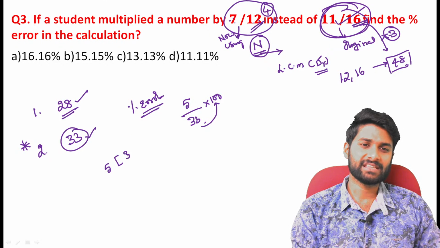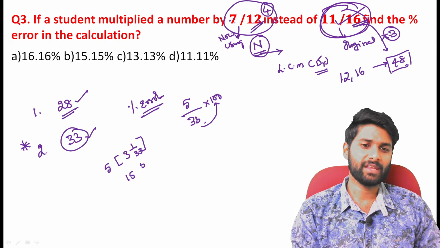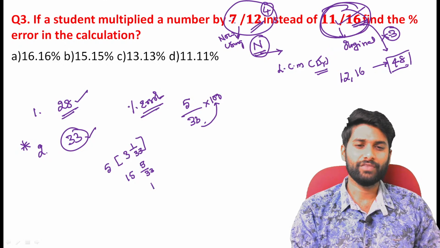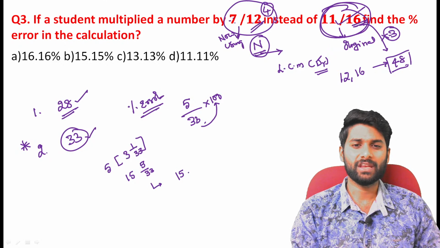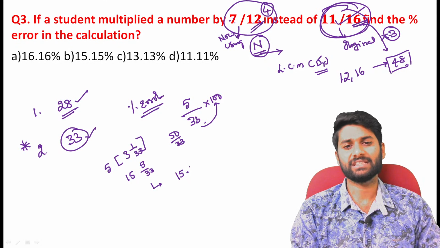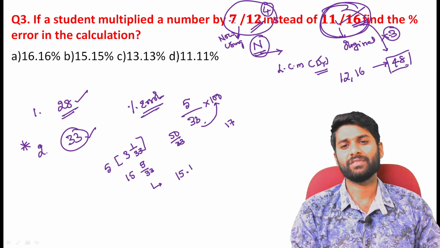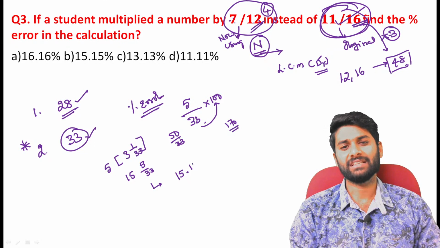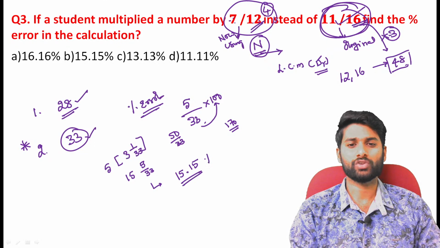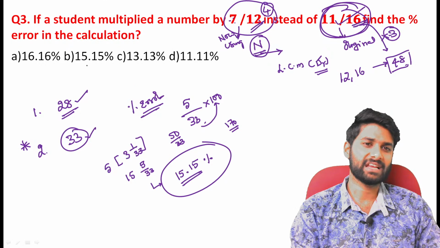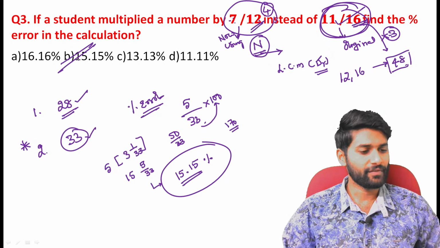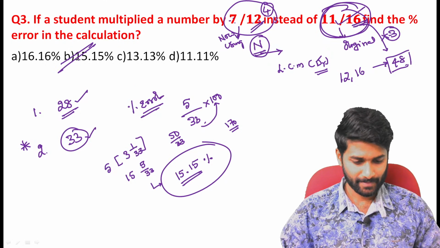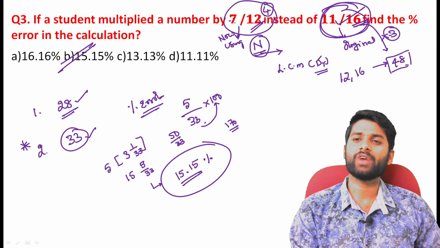So 33 threes are 99. We have a remainder 1 by 33. Now you can multiply, guys. 5 threes are 15, so 5 by 33. Now we want it in terms of decimal. So 15, if you take it as a decimal, the value becomes 50 by 33. 50 by 33 means again one time. So we are left with 170. Again 33 5s are 165. So approximately the percentage of error is exactly equal to 15.15%.